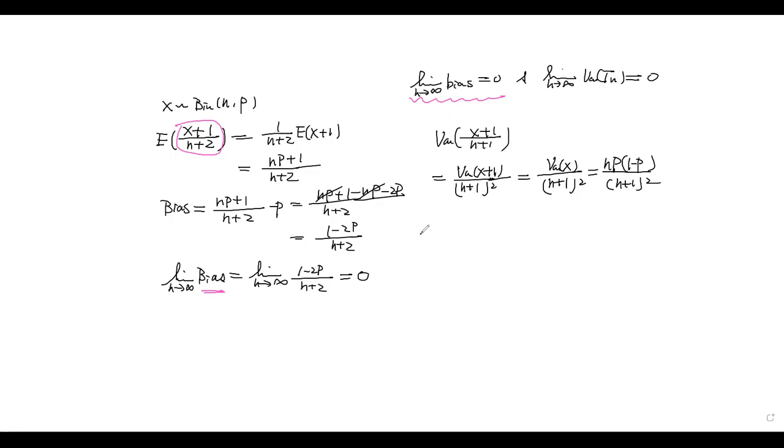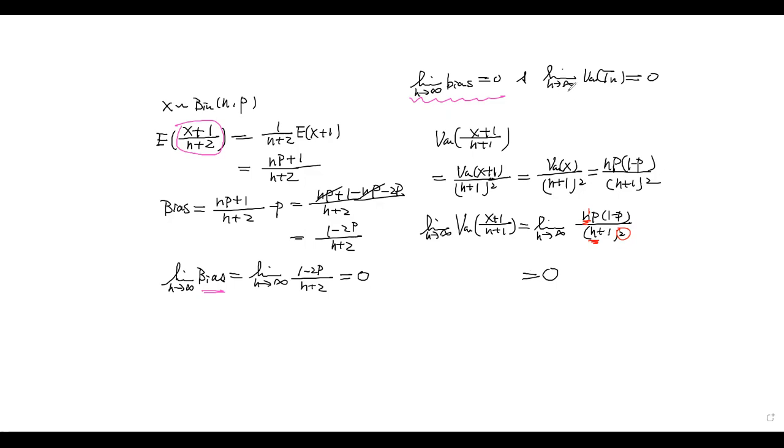All right, now let's take a look at the limit as n approaches infinity of the variance of (X+1)/(n+2). That will be equal to the limit as n approaches infinity of np(1-p)/(n+2)^2. Take a look here: the denominator has the square term in n, while the numerator is only n to the first power. So the denominator goes to infinity way faster than the numerator. So what does the whole thing approach? The whole thing approaches zero.